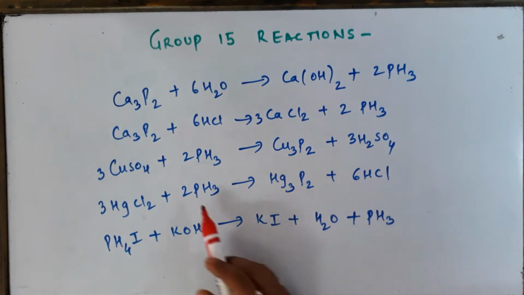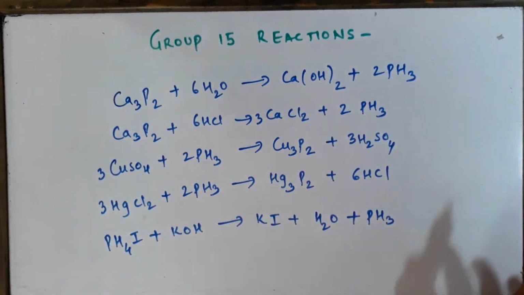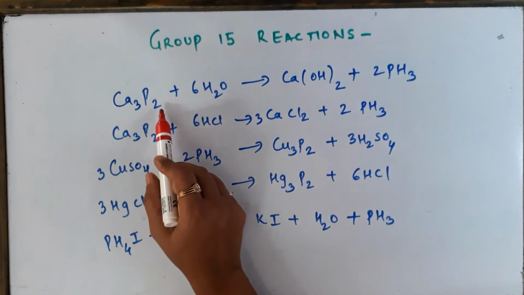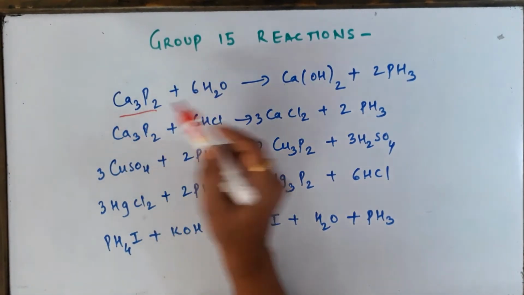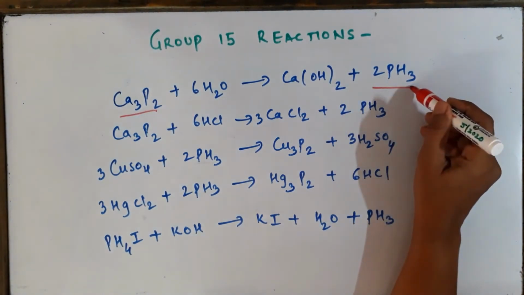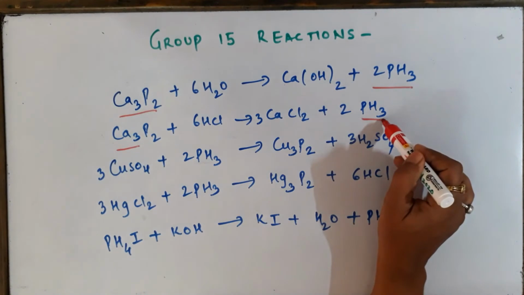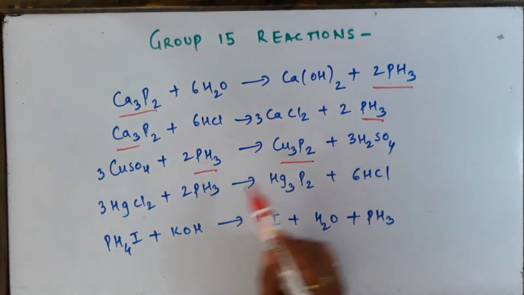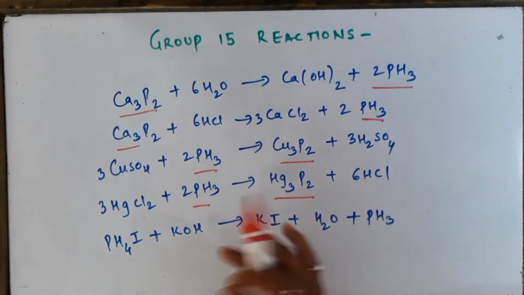Now these reactions are related with the phosphorus family, phosphine basically. You can see everywhere, we can see phosphine, phosphine, phosphine. So it's very simple to remember. If you take calcium phosphide with water, phosphide on the left hand side, you will get phosphine on the right side. Phosphine on the left, phosphide on the right. So they have to be on either side, okay?